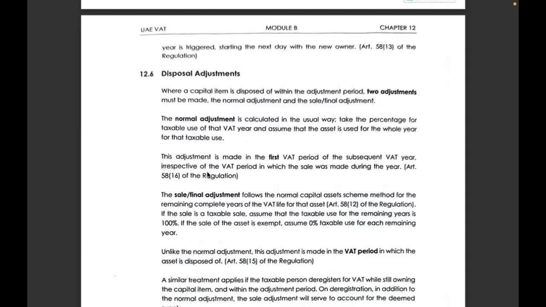We discussed it, irrespective of the VAT period in which the sale was made during the year. So, we will disregard when the sale was made. The normal adjustment, which represents the change in use, will be made during the first tax period of the year subsequent to the one for which we were calculating this normal adjustment.